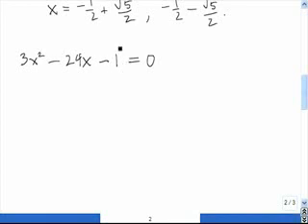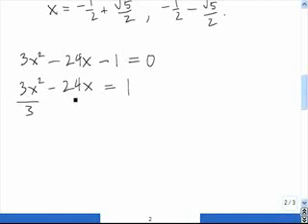Okay, just like in the last case, we want to bring the constant term over to the right-hand side. Now this quadratic is different from the last one in that now the coefficient of x squared is something other than 1. It's 3. The next thing we do before we complete the square is divide both sides by this coefficient of x squared, which is 3. So we divide that by 3, we divide that by 3, we divide everything by 3.